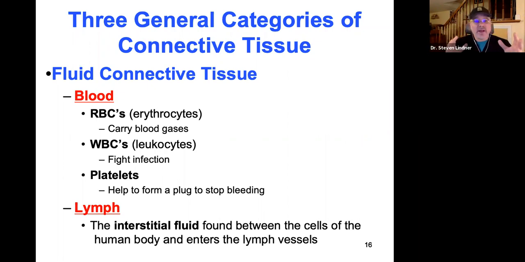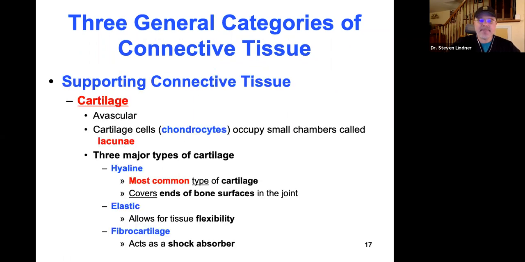This is why blood is connective tissue because you have cells scattered far apart with lots of extracellular matrix. In blood, the ECM or the extracellular matrix is referred to as plasma. And then you had platelets, those little triangular star-shaped formed elements in the plasma that are involved in clotting. Then there's lymph, which is interstitial fluid that's found between cells of the human body.